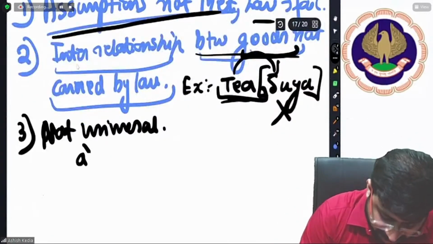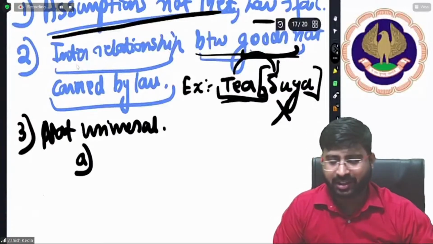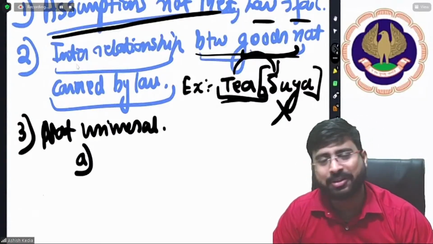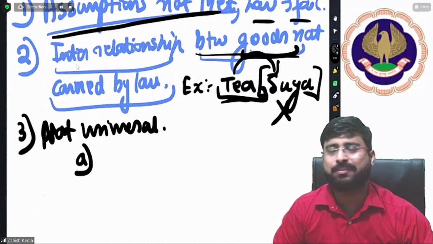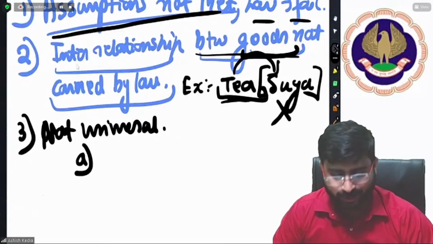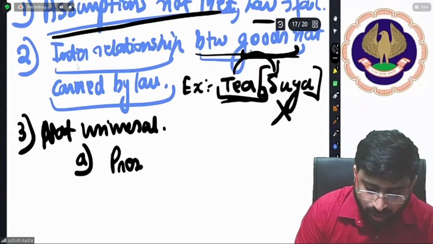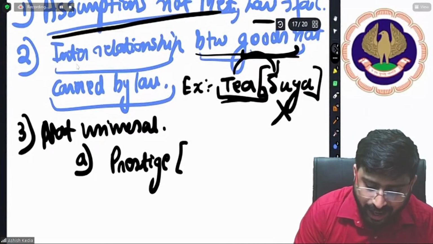First case, pay attention everybody. Case A, this law is not applicable. Pay attention everyone. This law is not applicable when we are talking about goods of prestige, high value goods.